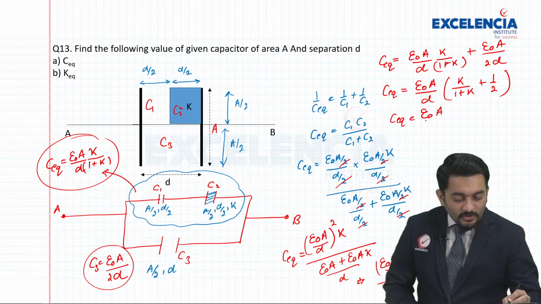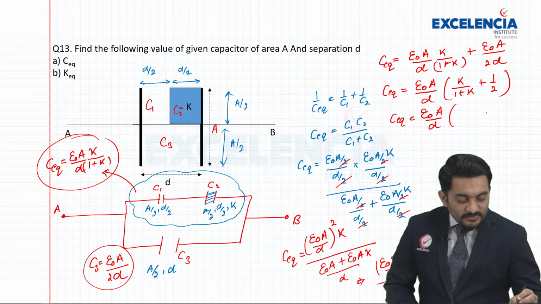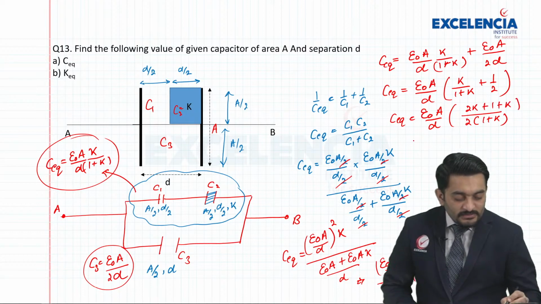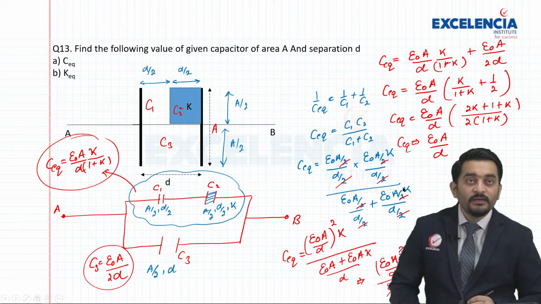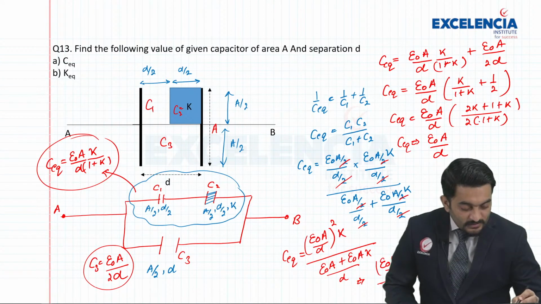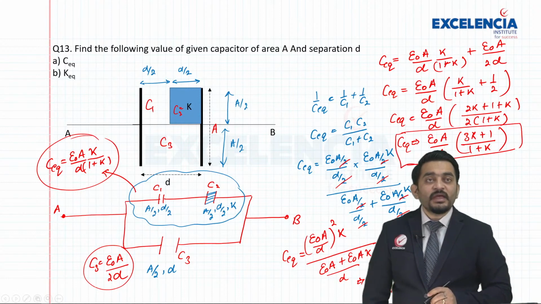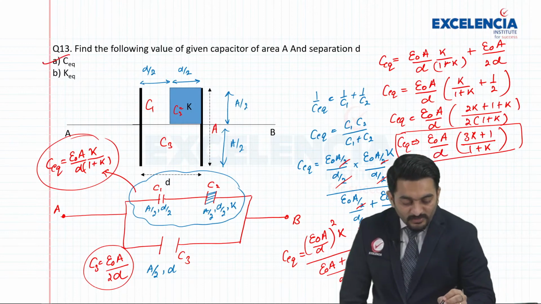I will keep my epsilon naught A by D as it is, and when you solve this particular part, with 2 times 1 plus K, you can write 2K plus 1 plus K. So your C equivalent can be written as epsilon naught A by D times 2K plus K, which is 3K, plus 1, over 1 plus K. This is what the final answer appears to be, and you may be wondering that we got the C equivalent value over here.